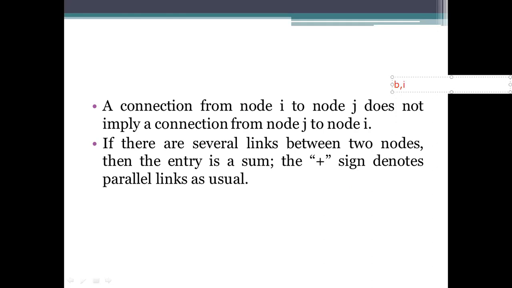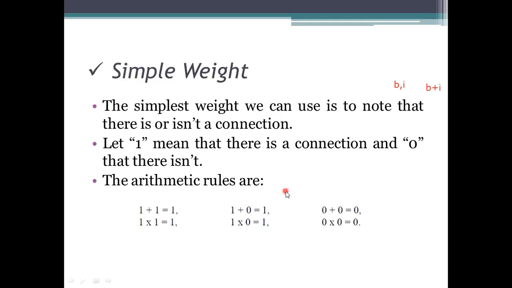So B comma I means B comma I has been used for the same representations. When we are passing these values or the expression, we should write it as B plus I. 2 has to be considered. Okay, so these are the properties you are having. Coming to the weights of that processing, we have the arithmetic rules to the process.